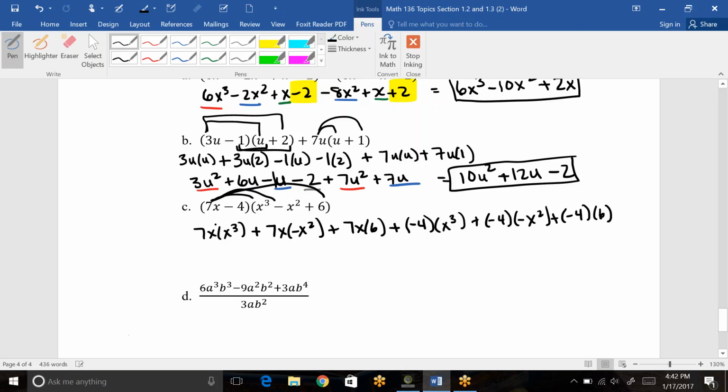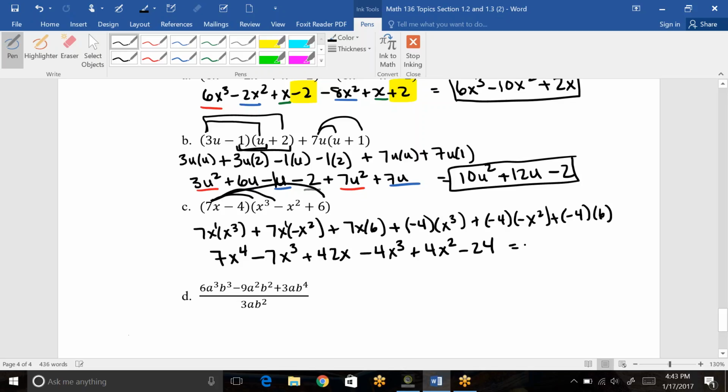This would be x to the first and x to the third, so that'd be 7x to the fourth when we multiply. This is negative 7x to the third, because it's a 1 plus 2 more, plus 42x minus 4x to the third, plus 4x squared. That would be minus 24.